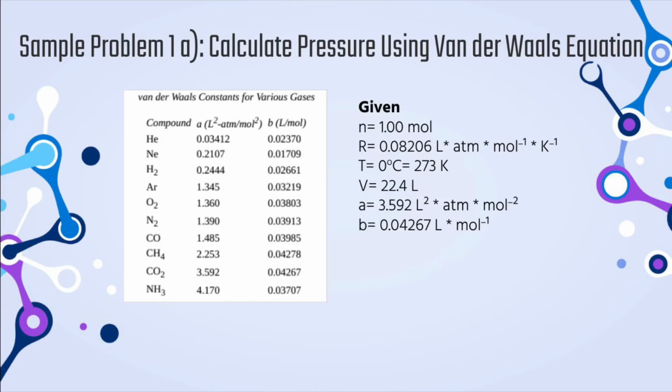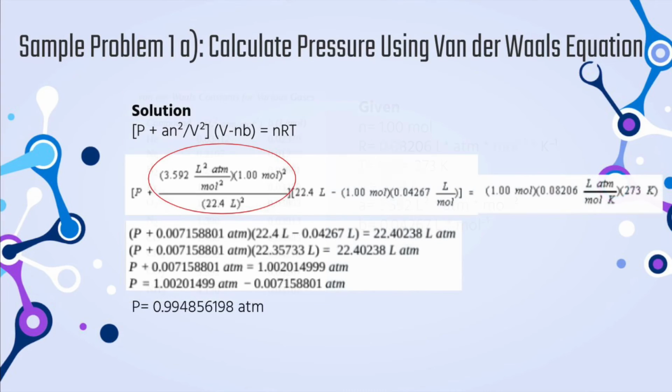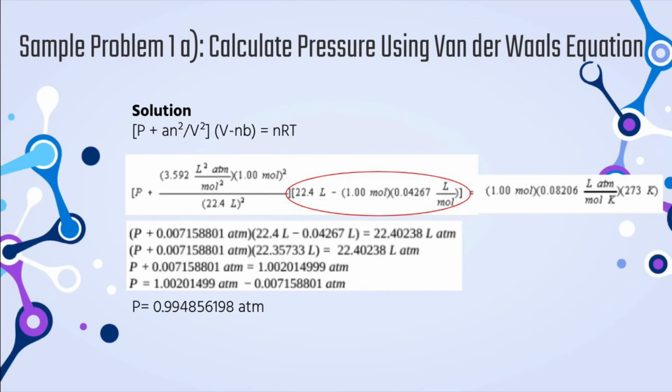The given values are: n is 1 mole, R is the universal gas constant, T is 273 Kelvin, and V is 22.4 liters. The constants A and B for CO2 are found in the table to the left. Beginning with the far right, 3.592 multiplied with 1 to the power of 2 divided by 22.4 to the power of 2 equals around 0.007. 0.04267 multiplied with 1 equals around 0.04. 22.4 minus 0.04267 is equal to around 22.357.